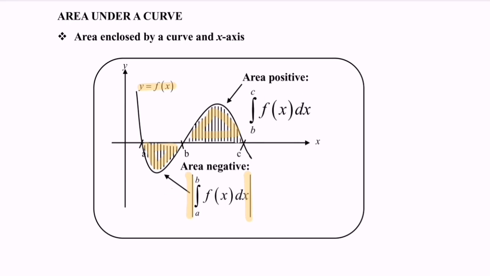Next, the second part would be the region above the x-axis, where we have the area which is positive. So integrate the function f(x) with respect to x for the limit b to c.